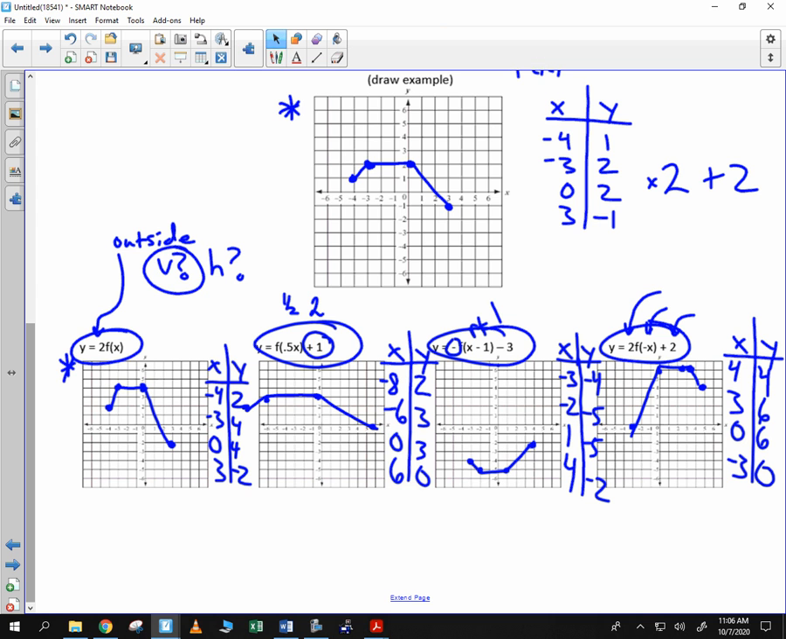So again, in this situation, this was a vertical stretch by a factor of 2. For the second one, it was a horizontal stretch by a factor of 2, and then a vertical shift up 1. This was a shift right 1, a vertical flip, and then a shift down 3. And then this last one was a horizontal flip, a vertical stretch by a factor of 2, and finally a vertical shift up 2 units.